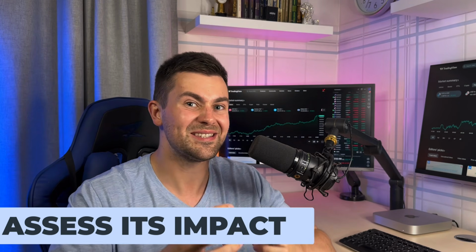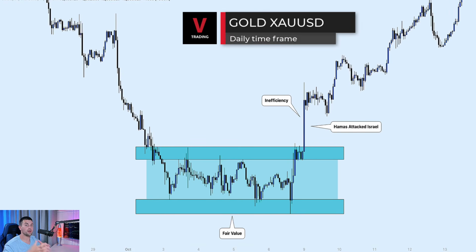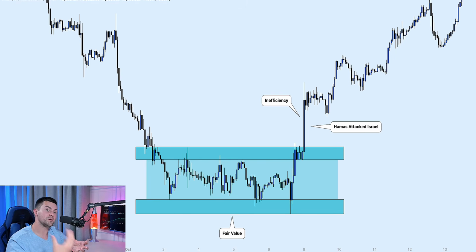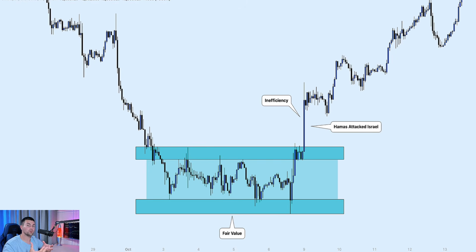Once you spot the market inefficiency that is caused by the news or by any other factor, quickly assess its real impact. Assess the significance of that event and analyze whether the market correctly reacted to the news or the market overestimated its impact. The attack of Israel by Hamas made gold prices go up rapidly, violating the fair value range. This event changed the geopolitical sentiment in the world, causing the reassessment of a fair value of gold. The price went hundreds of dollars higher before it found a new fair value.